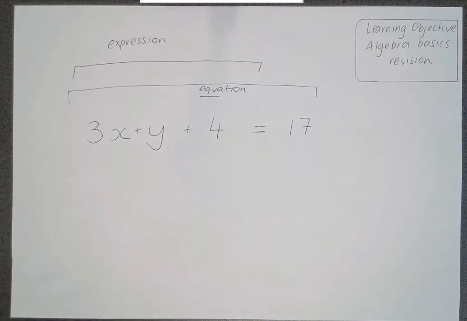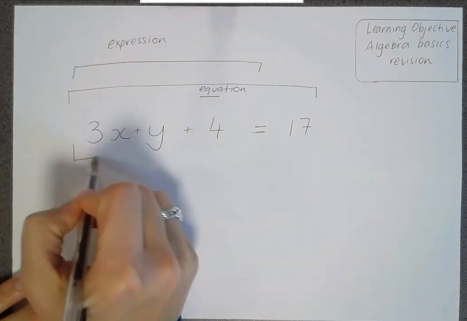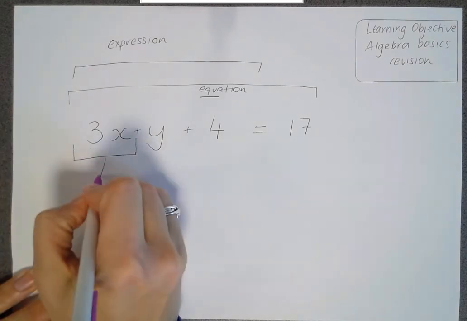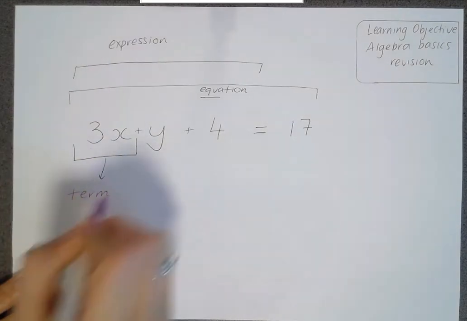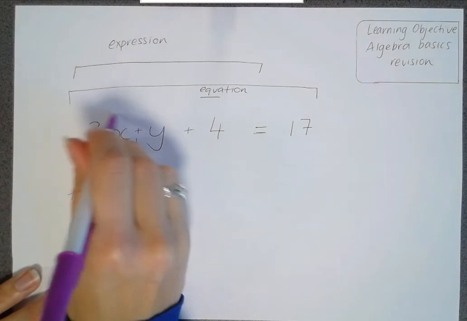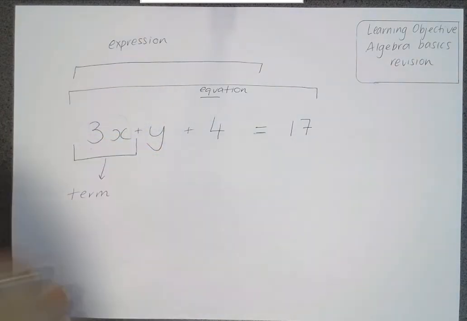things like that. Okay, our next part here is we're going to look at this big 3x here. Now altogether this whole thing is known as a term. Right? One term is one big set here. So that means y is also a term, 4 is also a term, and 17 is also a term.